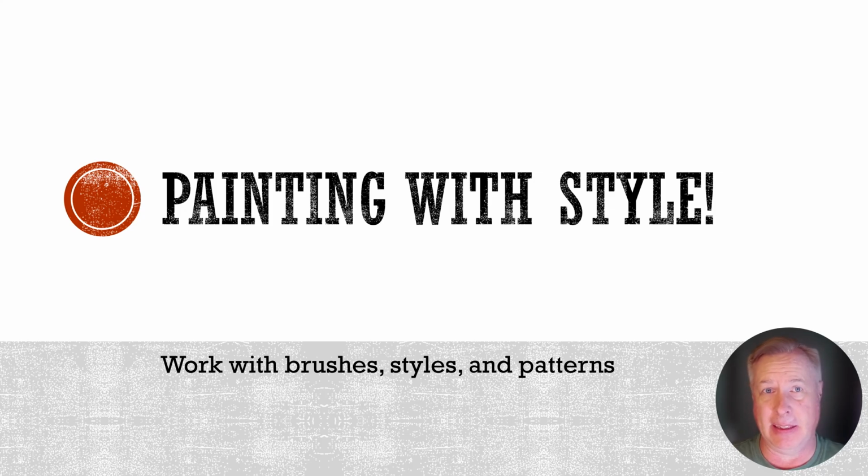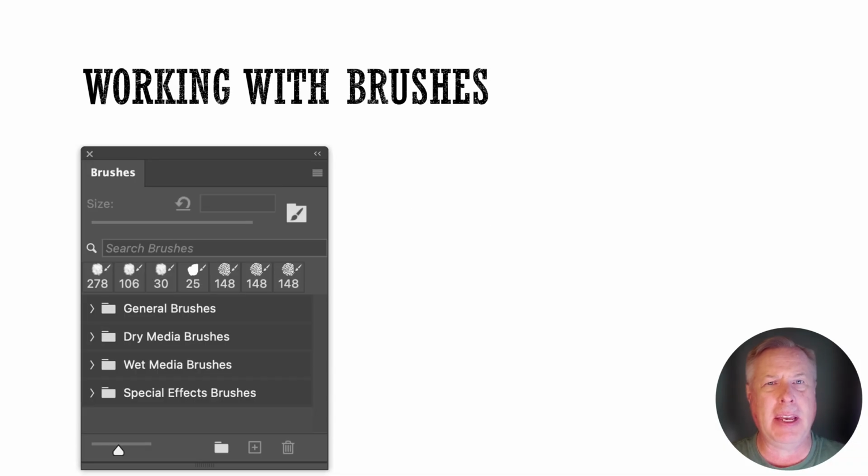Painting with style. Let's learn about how to use brushes, layer styles, and patterns in Adobe Photoshop. With any brush tool, you can choose different brushes from the supplied libraries. Go to Windows, Brushes, or press F5 and then click on the Brushes button.